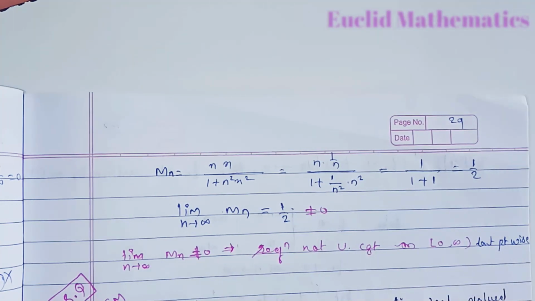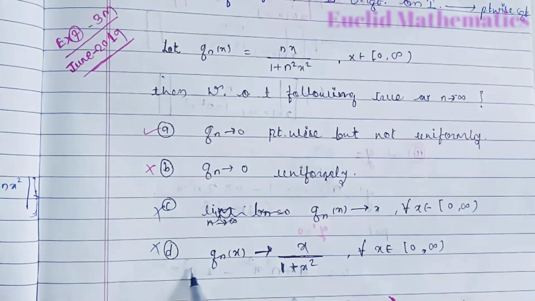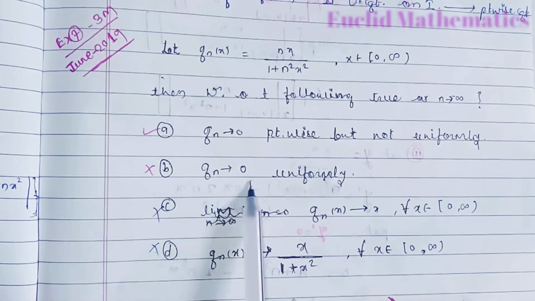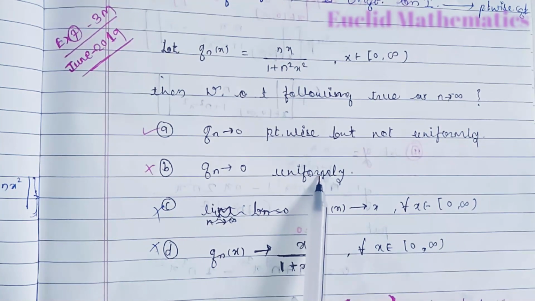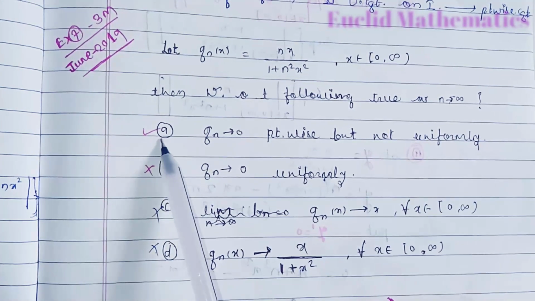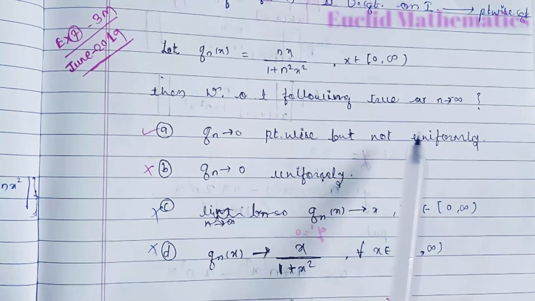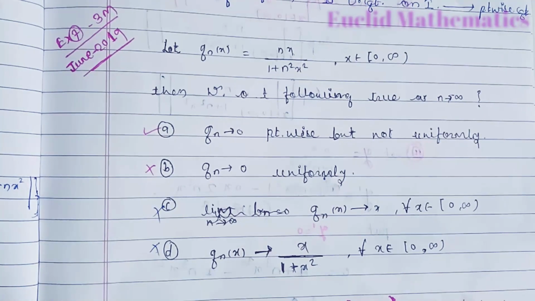So let's check which option is true from our question. In option D, we already found that one is wrong. C is also wrong. B says Gn converges uniformly to 0, but we found that Gn of x is not uniformly convergent, so option B is wrong. Let's go for option A. It says that Gn is pointwise convergent. Yes, we got Gn pointwise convergent, but it is not uniformly convergent. That means option A is true.